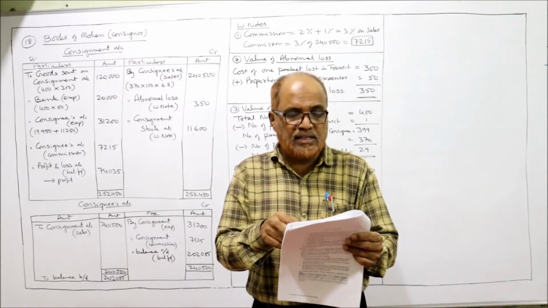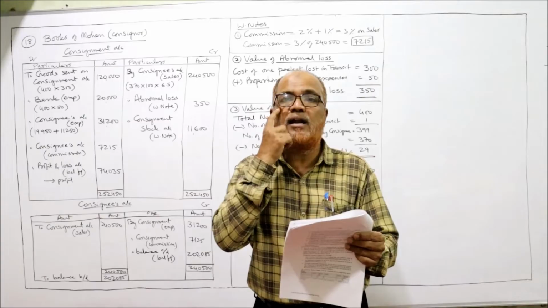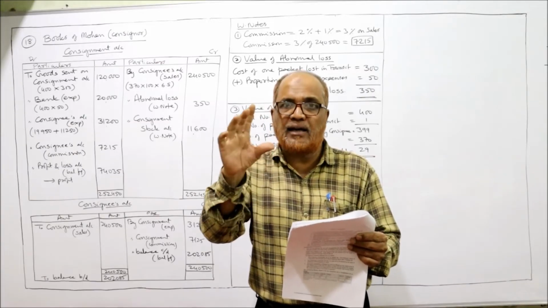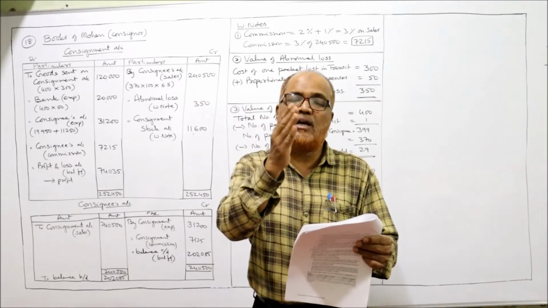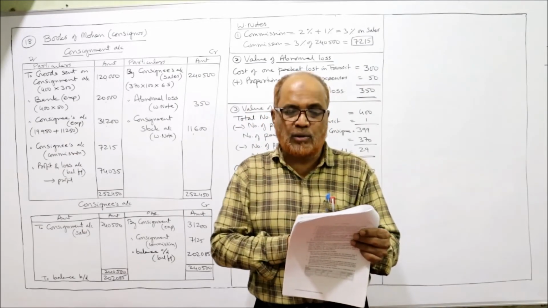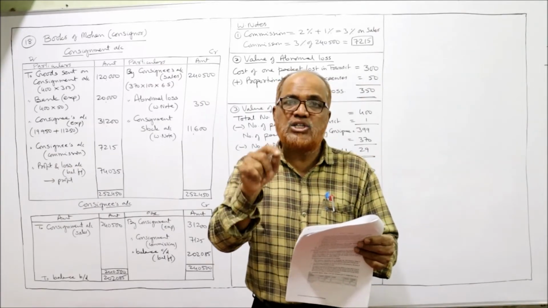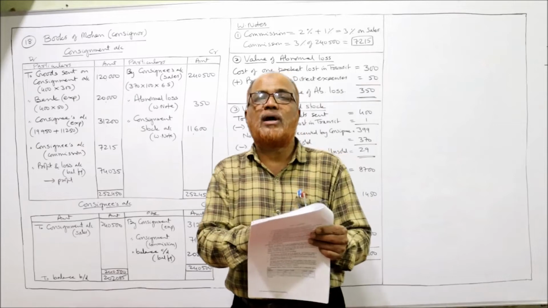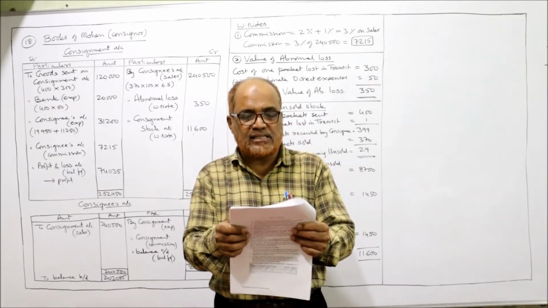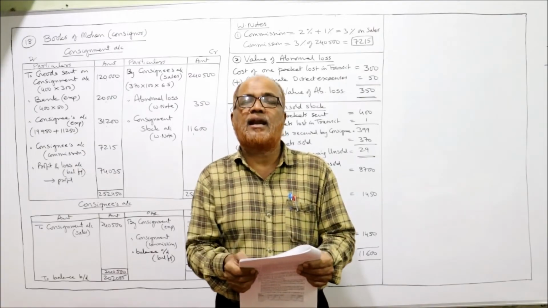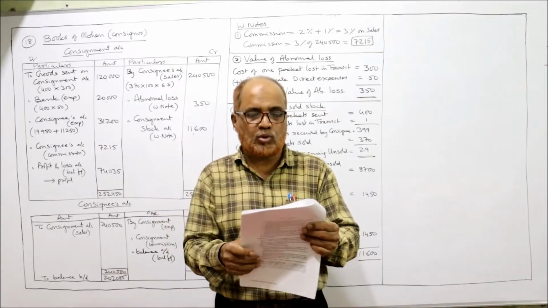But he has sold 370 packets. Each packet consists of how many lipsticks? 100 lipsticks in one packet. How many packets? 370. So 370 into 100, we get 3,700 lipsticks. Each lipstick was sold at 6.50. He was entitled to 2% commission on sales plus 1% del credere commission. So 3% is the total commission percentage to the consignee.